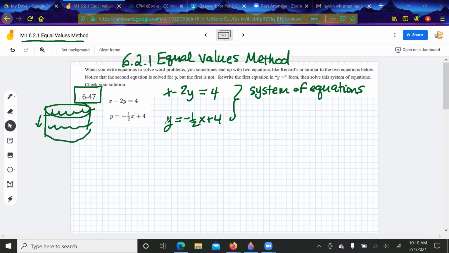Well, equal values means we're going to get both of the equations to look like this, a y equals, right? This one does not have a y equals, so we need to do some work for this one. So I'm going to recopy this one over here, x minus 2y equals 4, and I want to solve it for y, right? So what is our first step we need to do to solve this for y?